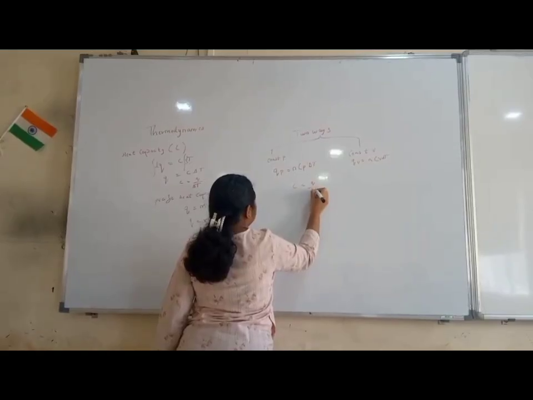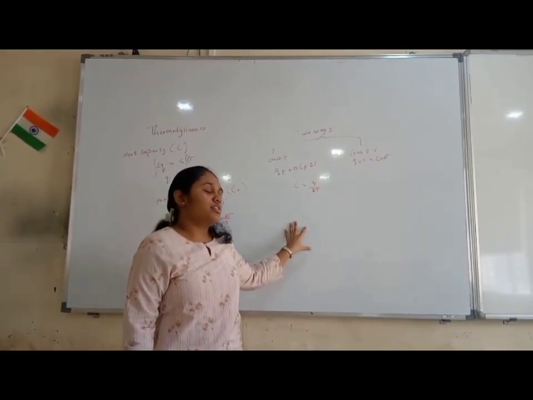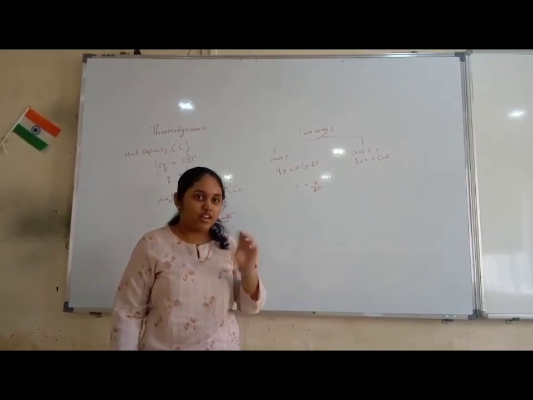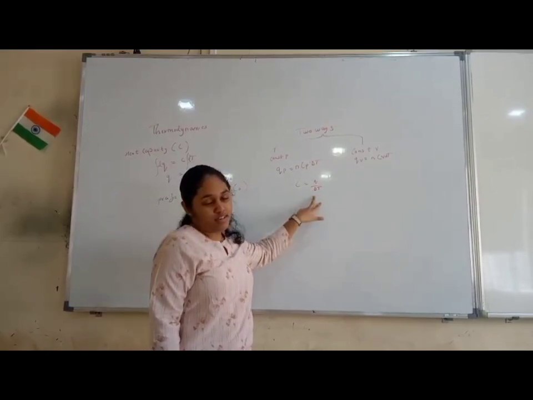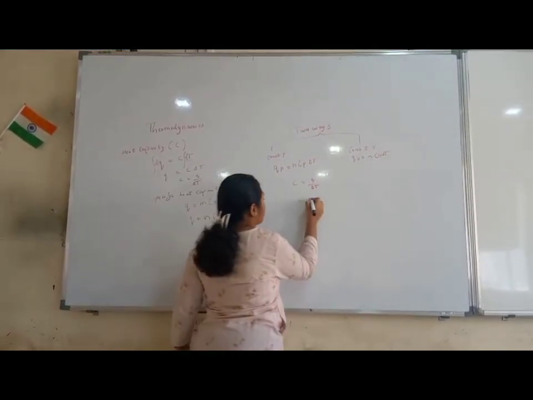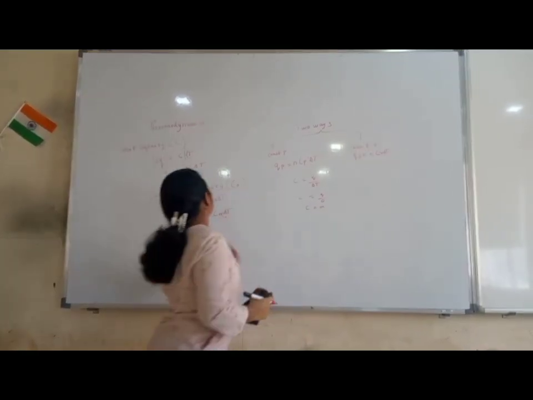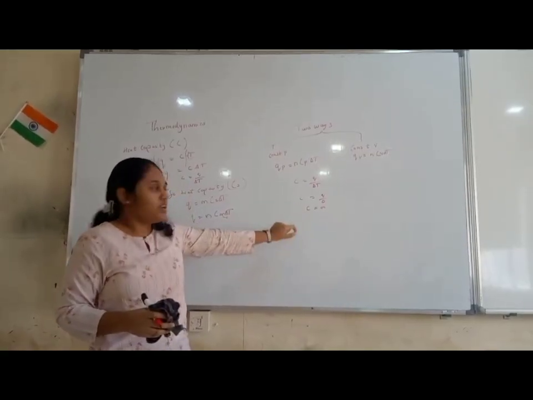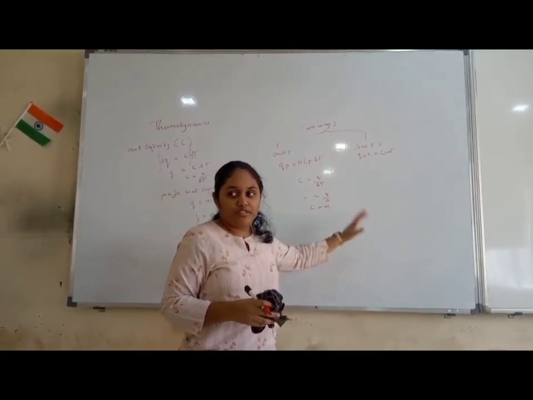C equals Q by delta T. In phase transformation, we know there is latent heat of fusion or latent heat of vaporization where temperature will be constant. If temperature is constant, delta T automatically comes to 0. Then C becomes Q by 0, or heat capacity becomes infinity. This is the point you can remember. Heat capacity might be positive, negative or 0.